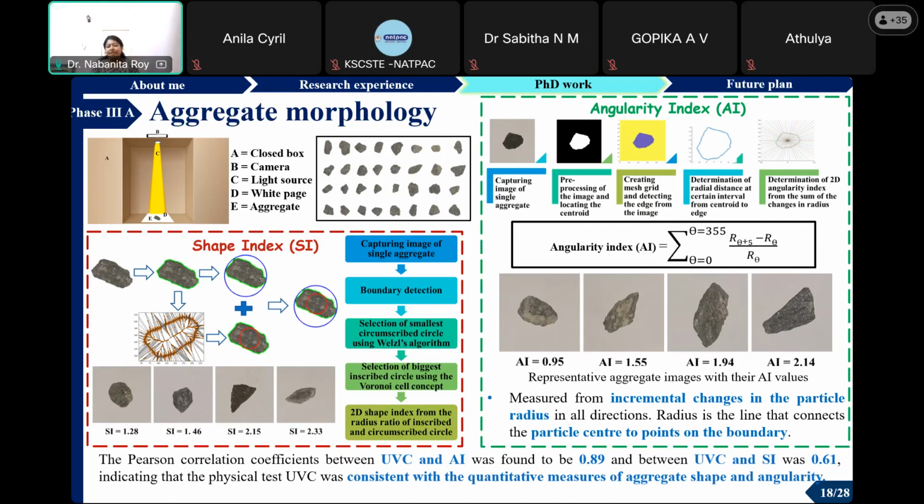After getting these two parameters, I checked the correlation with UVC, the uncompacted void content of coarse aggregate, and it was observed that there was not so good a correlation. But it is okay because some positive correlation was found, and it is a good correlation. It is not excellent, but still it is consistent with the results.